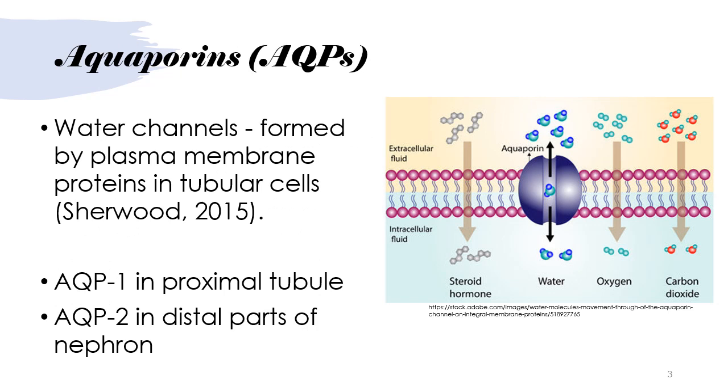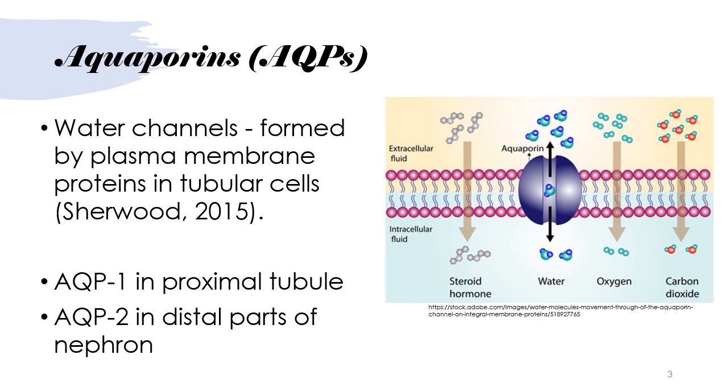In this slide here, we are going to talk about aquaporins. Water passes primarily through aquaporins, or water channels, during reabsorption, and they are formed by specific plasma membrane proteins in the tubular cells. There are different types of water channels that are present in various parts of the nephron. The water channels in the proximal tubule are also known as aquaporin 1 channels. They are always open, and they account for the high water permeability of the region.